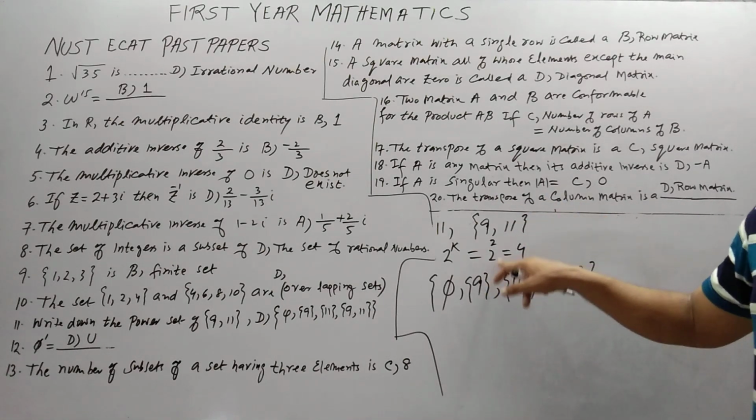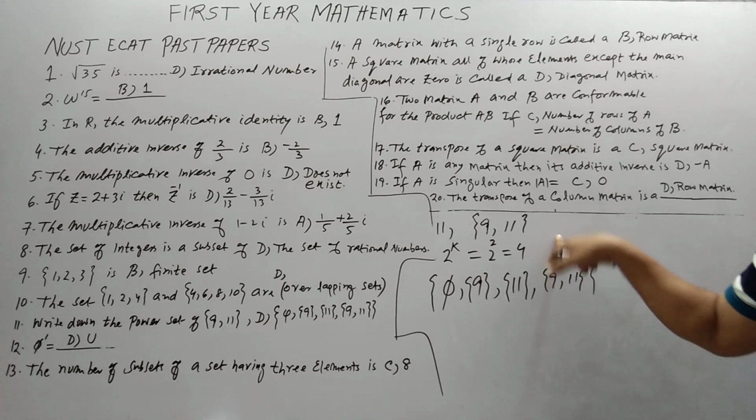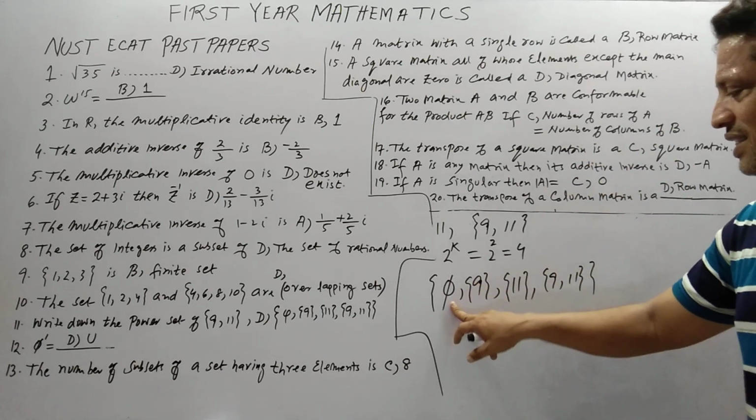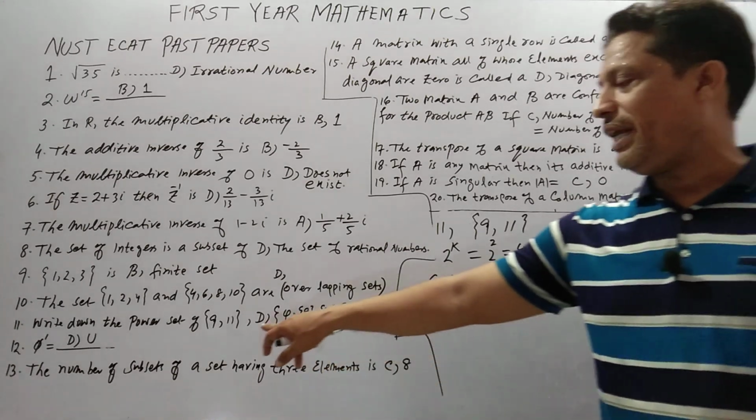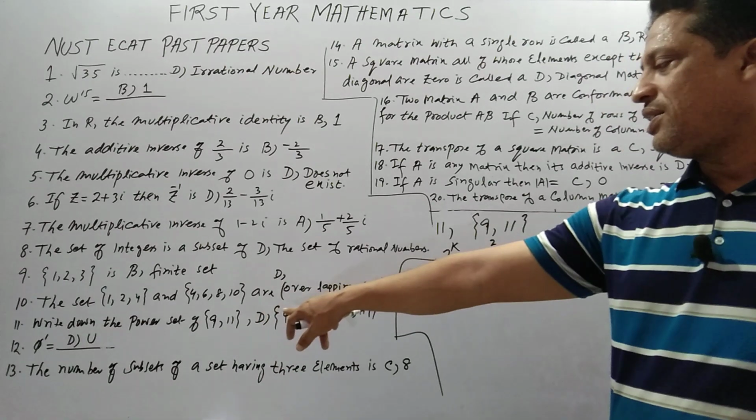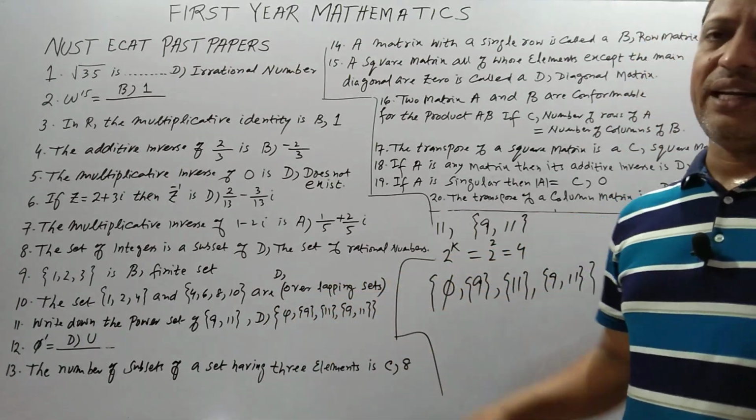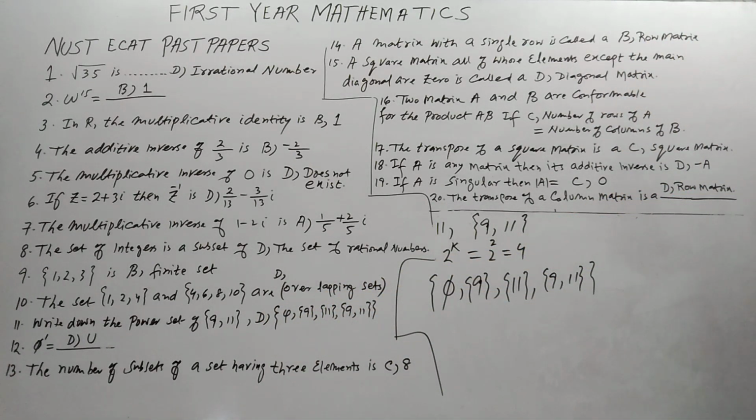Okay. So 2 power 2 is 4. So there are 4 power sets. Null set, 9, 11, 9 and 11. So the correct option given in question number 11 is option number D. Option number D is null set, 9, 11, 9 and 11. Hope you understand. Okay.